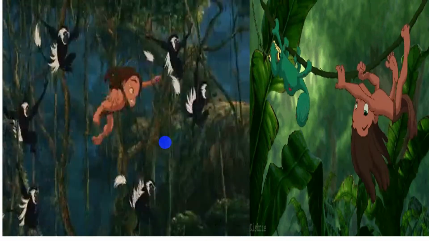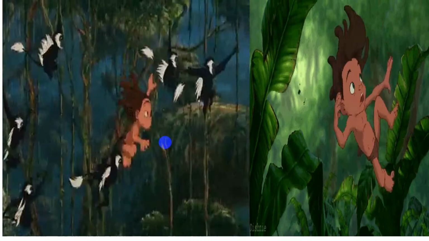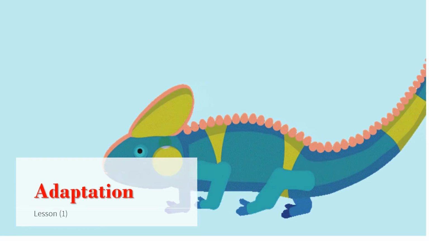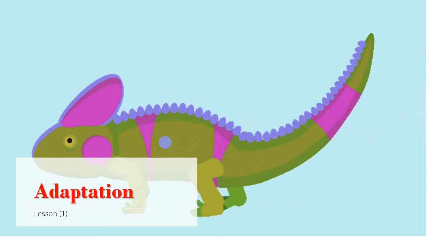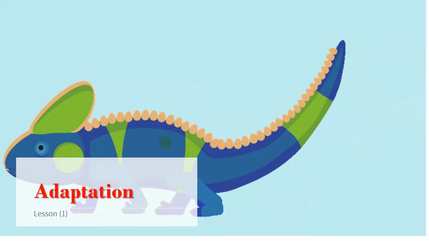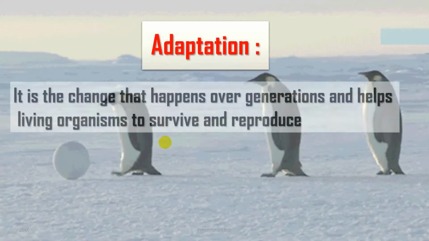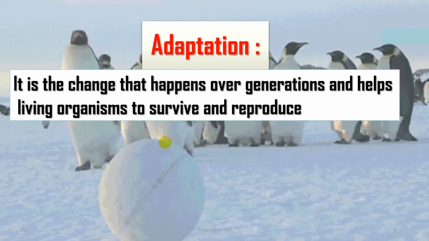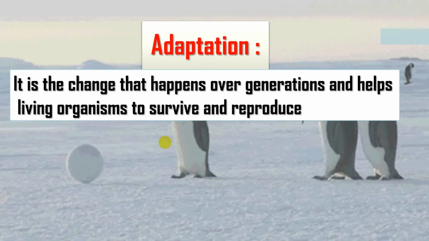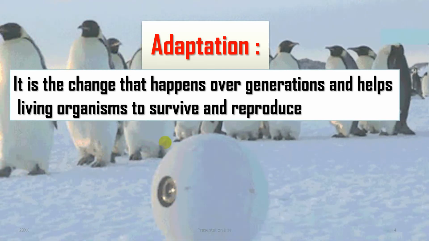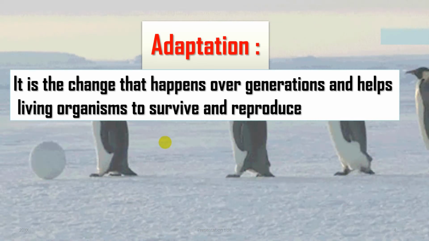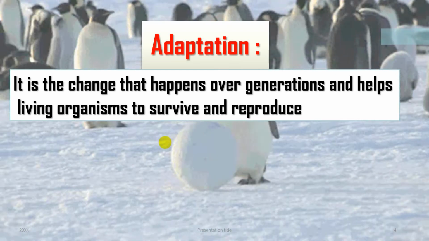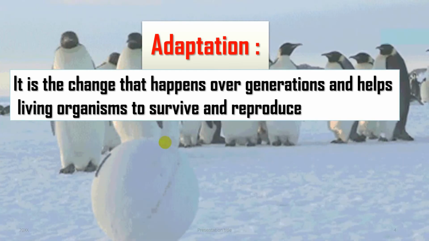Okay, today we're going to learn the meaning of adapt, or adaptation. Adaptation is a special behavior or physical property in the body that helps living creatures to survive, to stay alive, in different problems or situations they find in the environment. So I can define adaptation as the change that happens over generations and helps living organisms to survive and reproduce.